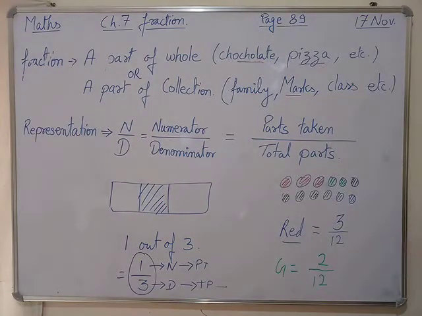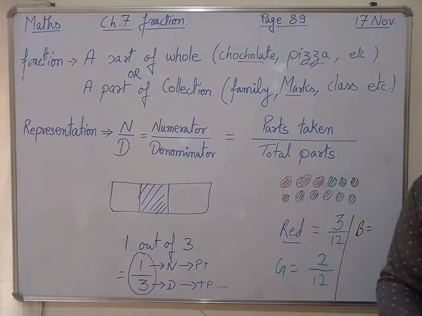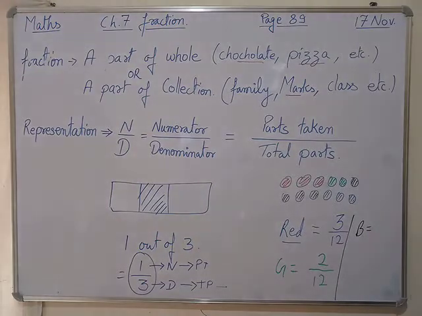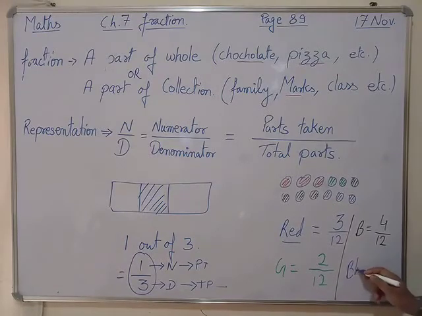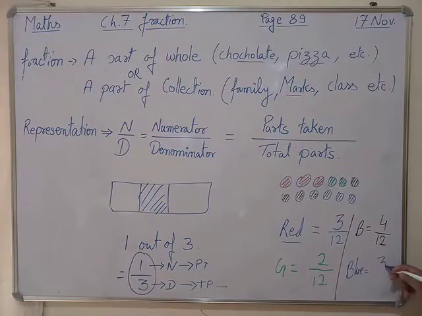Now for black balls, how many black balls do we have? Very good. 4. And the total number of balls is 12. Right? Now, how many blue balls are there? Blue balls are 3 only, out of 12.